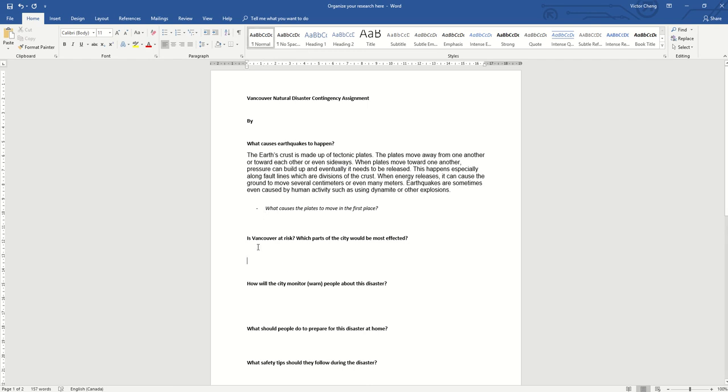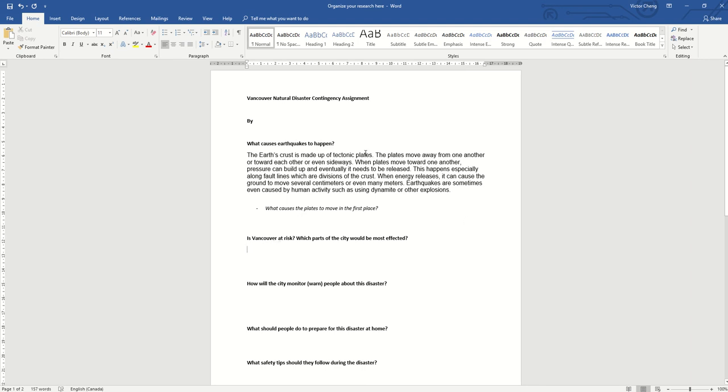Now, down here it says, is Vancouver at risk? Which parts of the city would be most affected? So my research so far has not been enough for me to really understand why Vancouver is at risk, or if it is at risk. So this would now require me to go back to researching and be more specific about the Vancouver area.